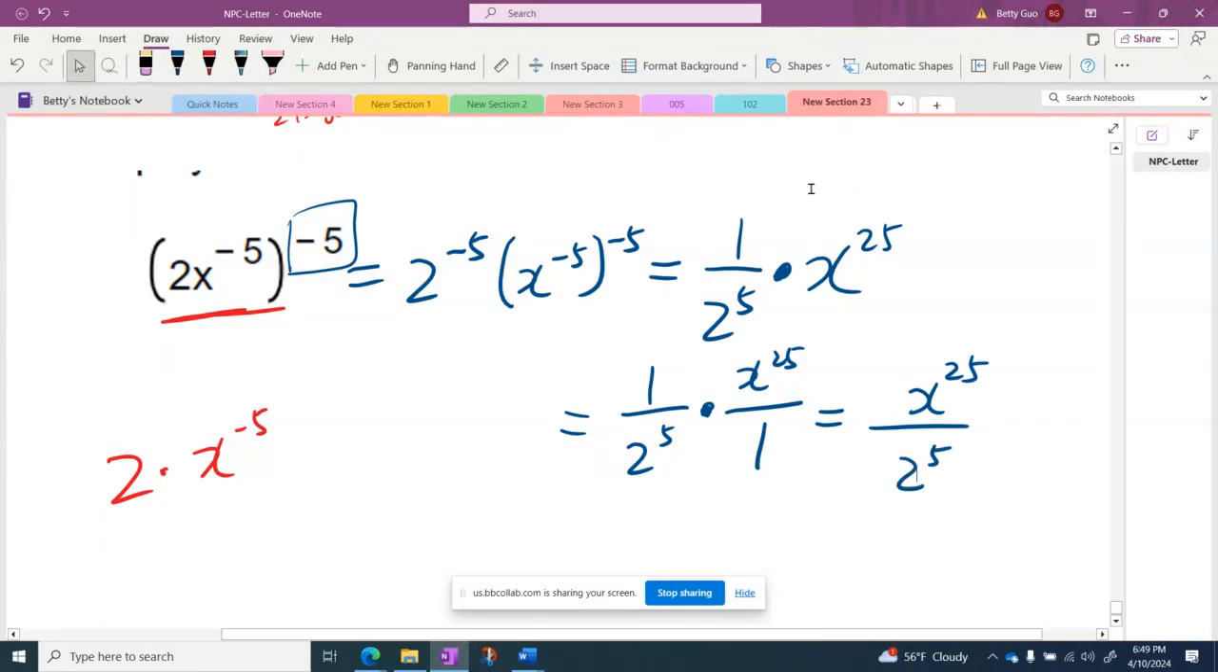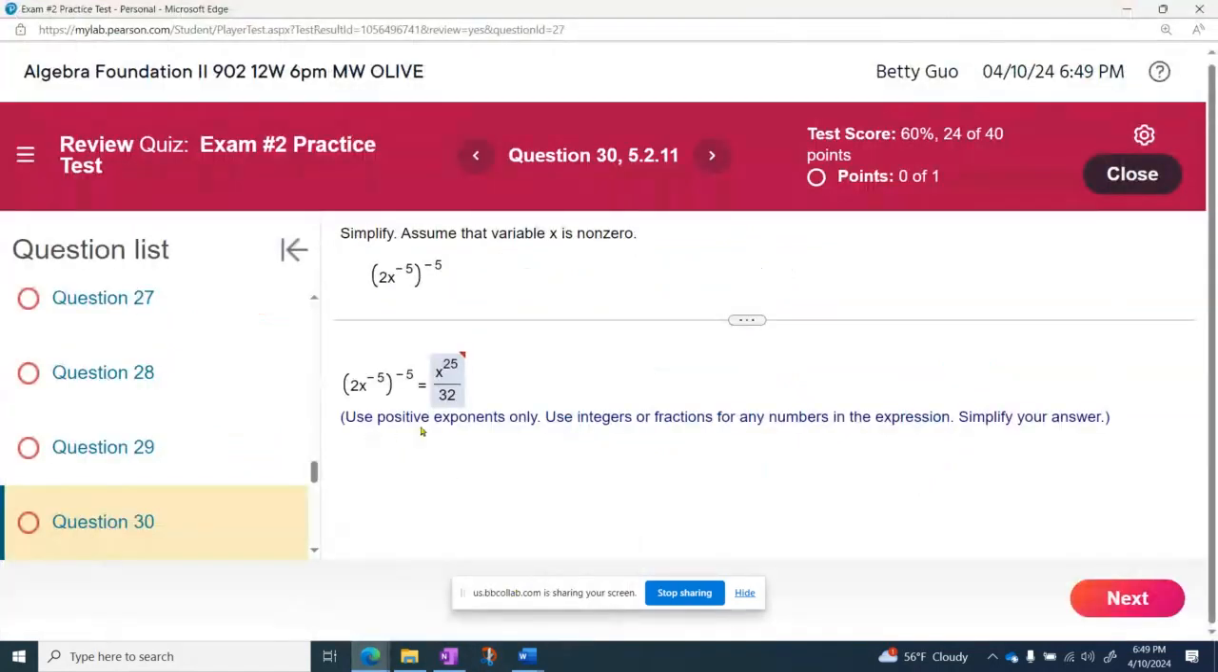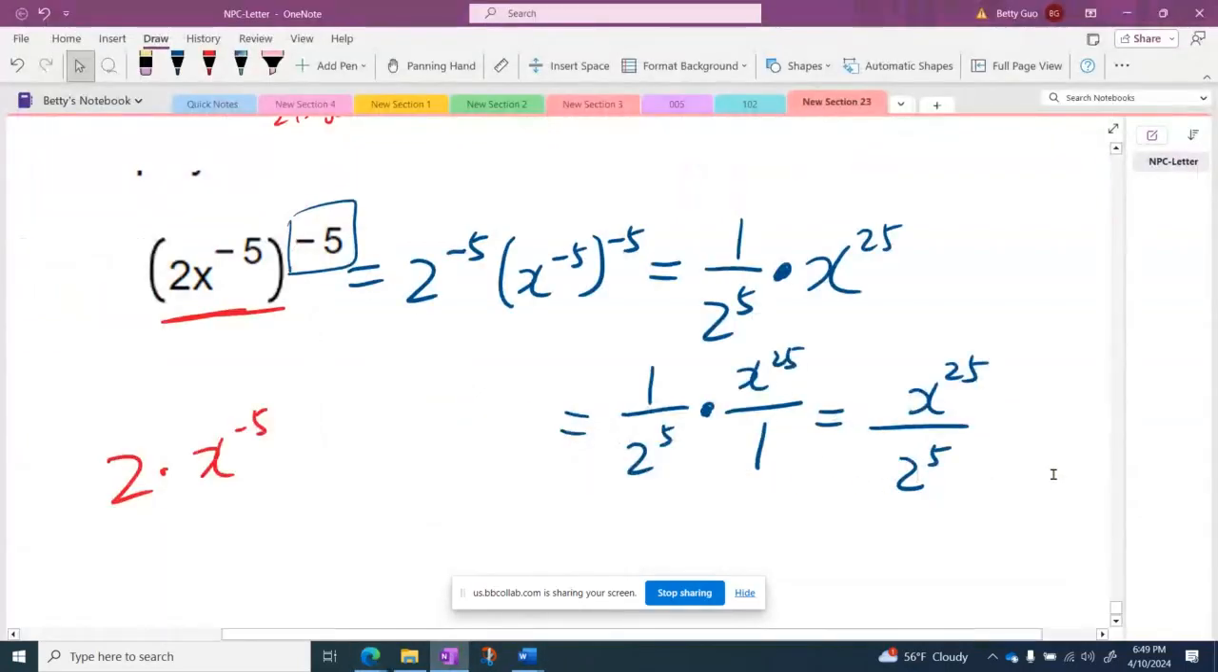Do we need to write 2 to the power of 5 as 32? Let's read the instruction here. Use positive exponents only. Use integers or fractions for any numbers in the expression. Simplify your answer. That means we do have to write it as 32, because 2 times 2 times 2 times 2 times 2 is 32. And that's the answer. Read the instruction before you submit that specific question. Any questions about this problem?